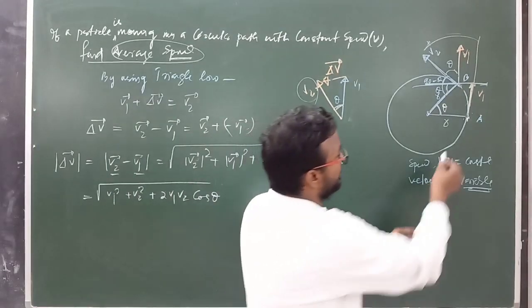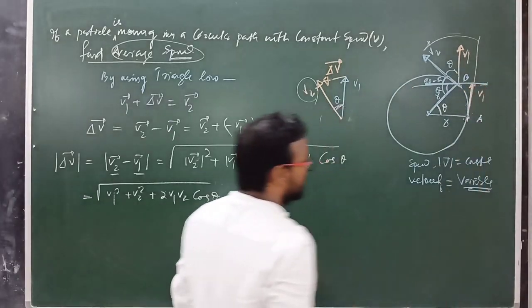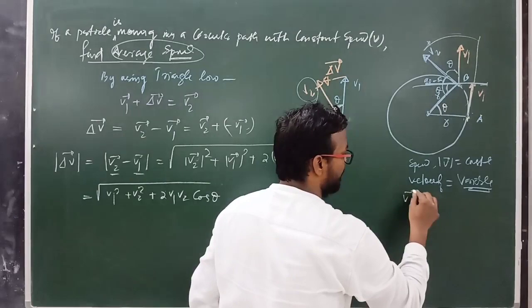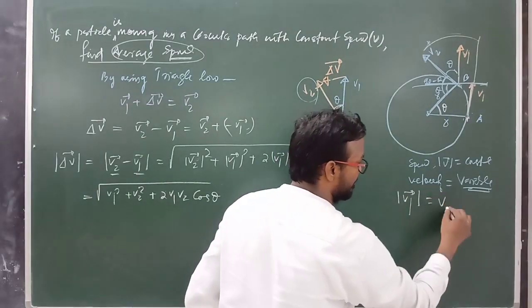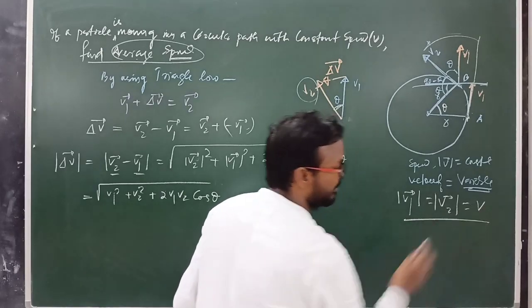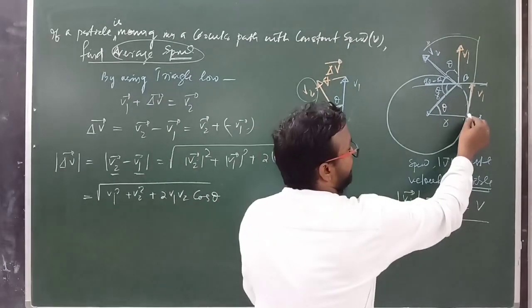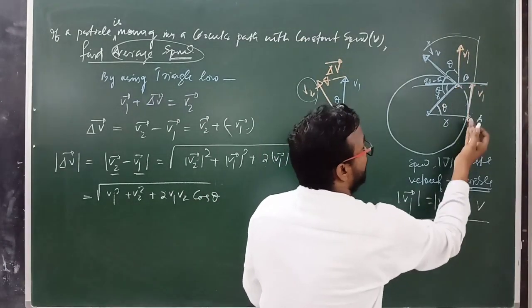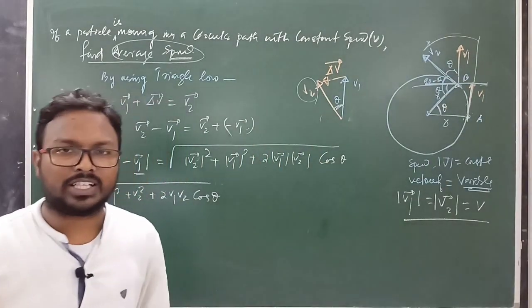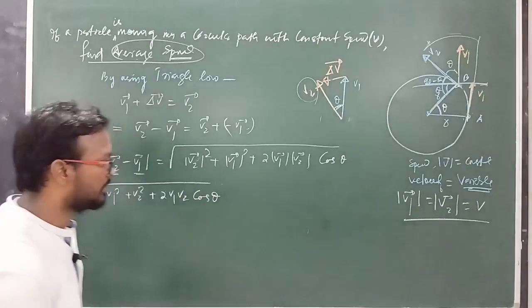But here the magnitude is constant. This is constant speed. A particle moving in a circular path has constant speed. So the V1 vector magnitude equals the V2 vector magnitude. This is constant. We can write it here as V. The speed at point A is the same as the speed at point B, but only the direction changes, so the velocity changes, because velocity is a vector quantity and speed is a scalar quantity.